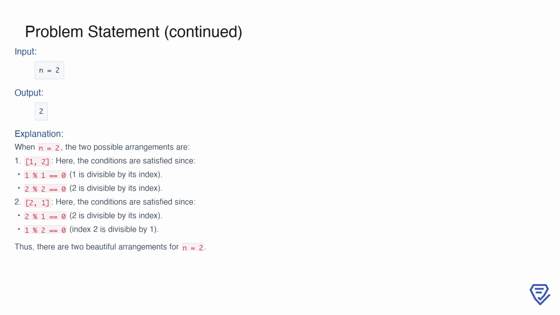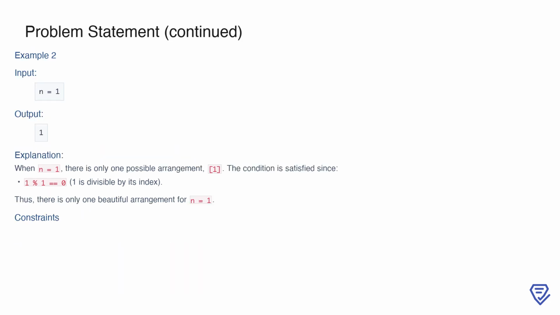In the second example, we have n equal to 1. When there is only one number, the only possible arrangement is [1]. Here, the condition is naturally satisfied because the number 1 is divisible by its index, which is also 1. Since there is only one valid arrangement, the output for n equals 1 is 1. This example demonstrates the simplicity of the problem for the smallest input value.